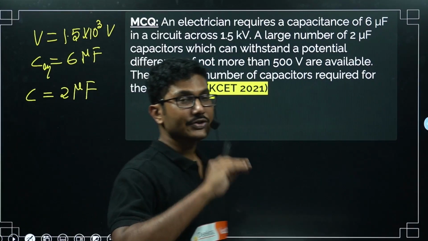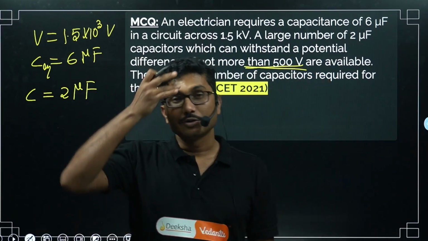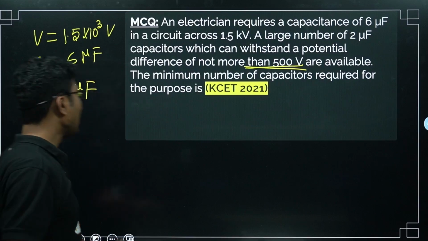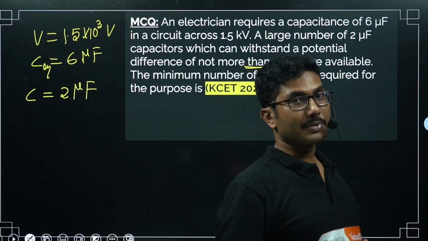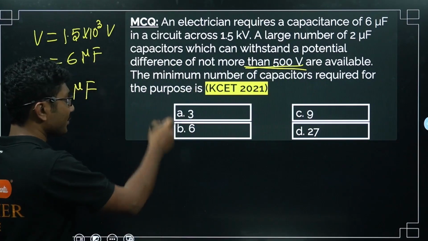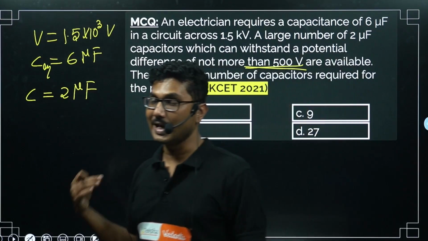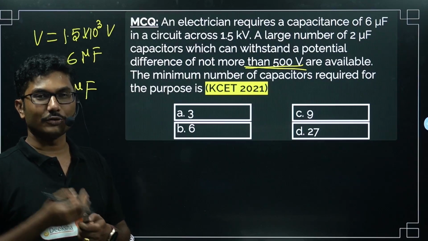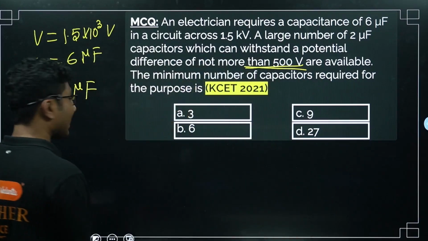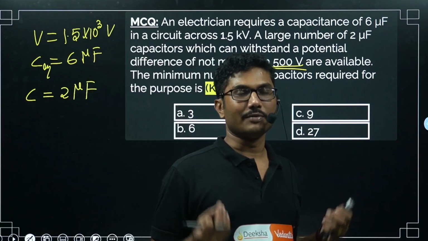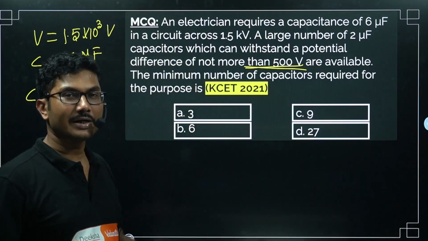Now this is a very simple question if this restriction was not there. Basically, if this restriction was not there, you would think 6 divided by 2, that is, we need 3 capacitors. If you look in the options, the first option is 3, and I know 90% of you will answer option A, but that is not the correct answer, because the maximum voltage is 500. If you connect them in parallel, each of them gets 1500 volts, but their limit is 500, so they will burn.